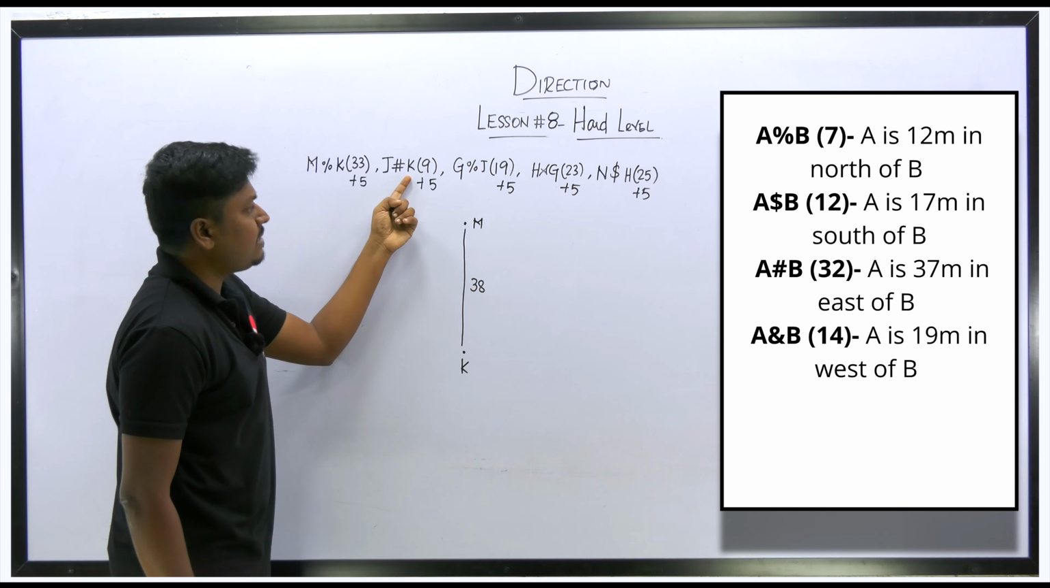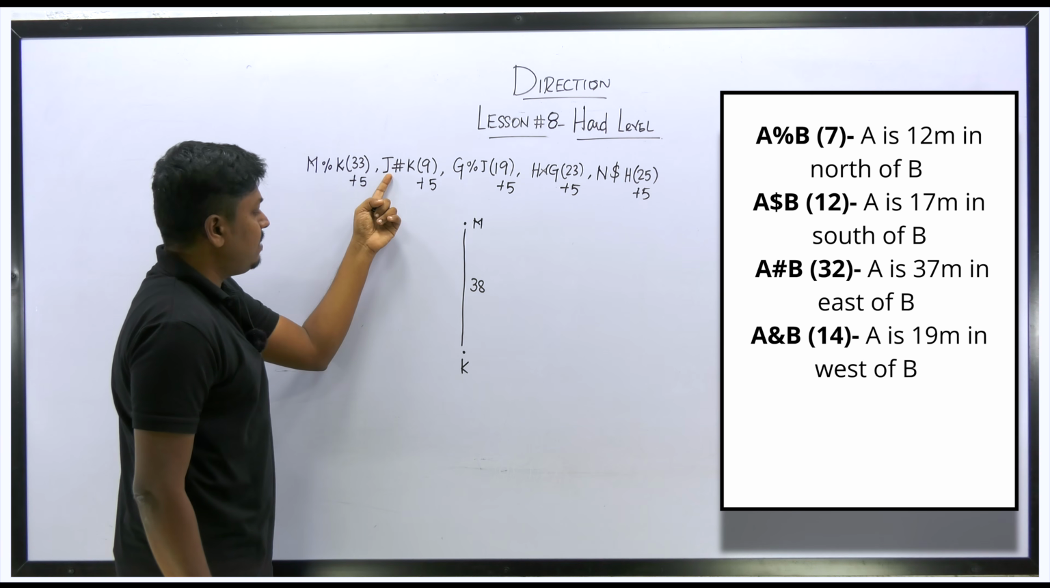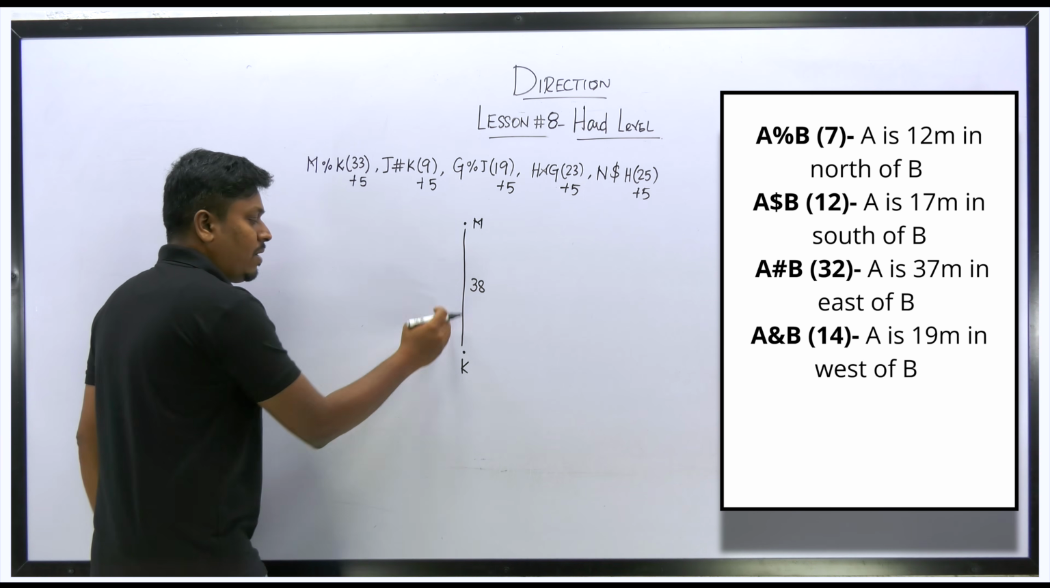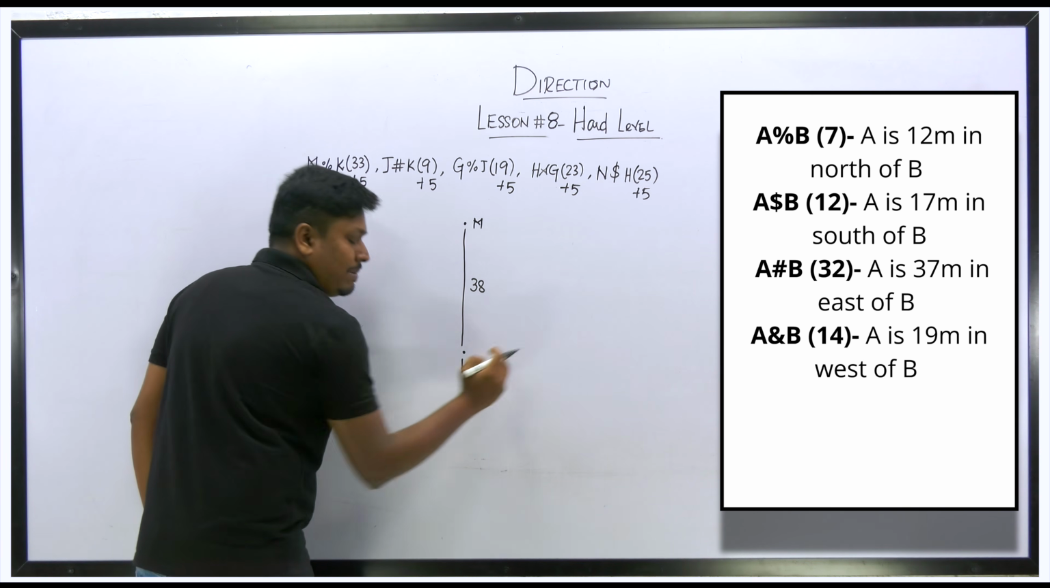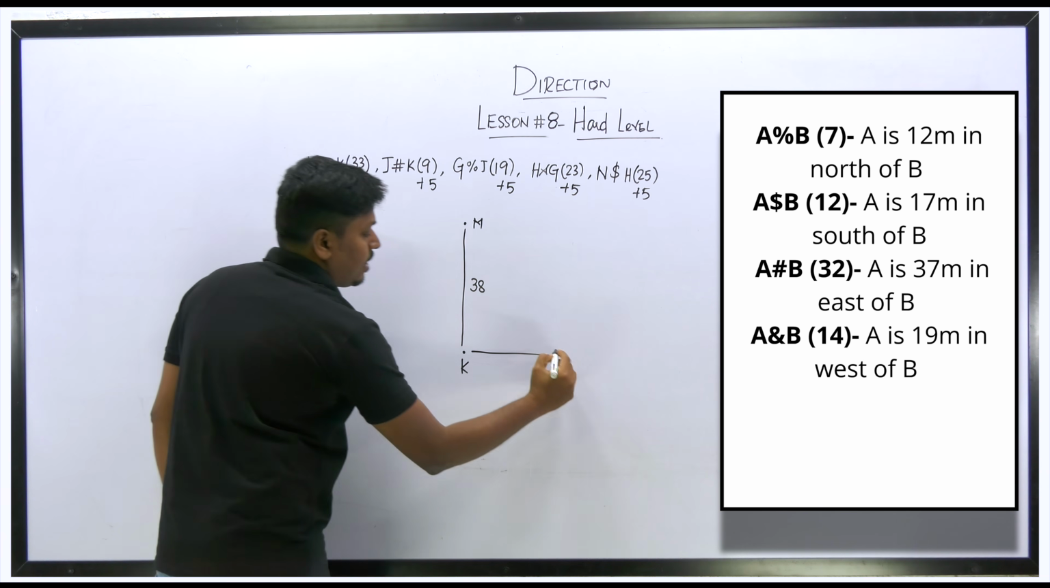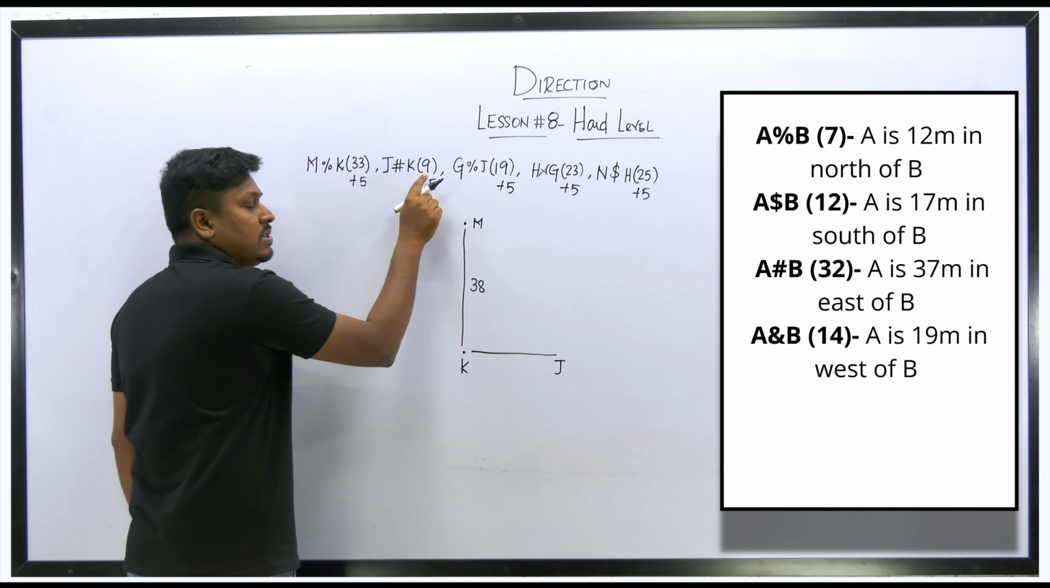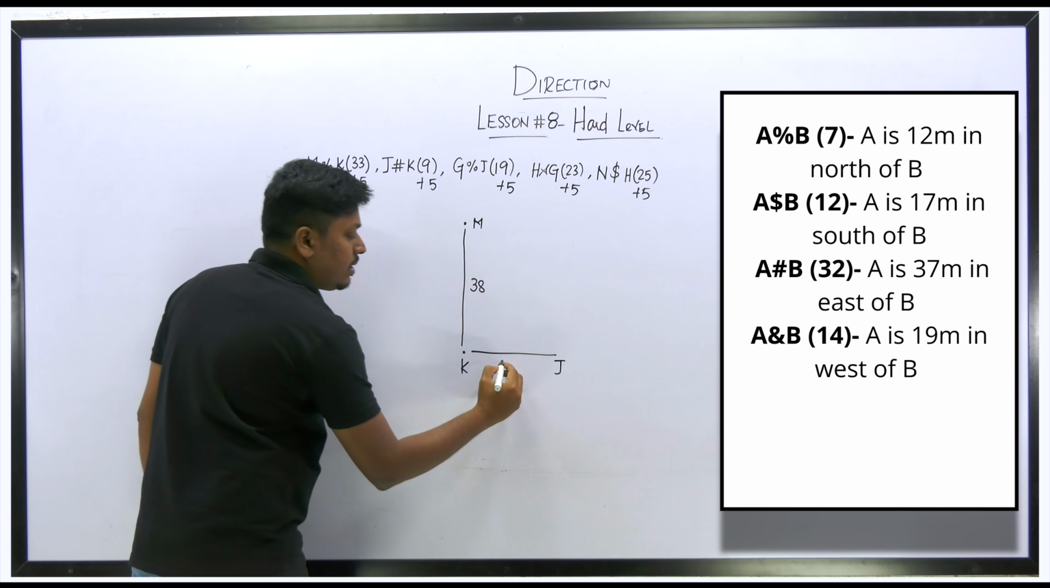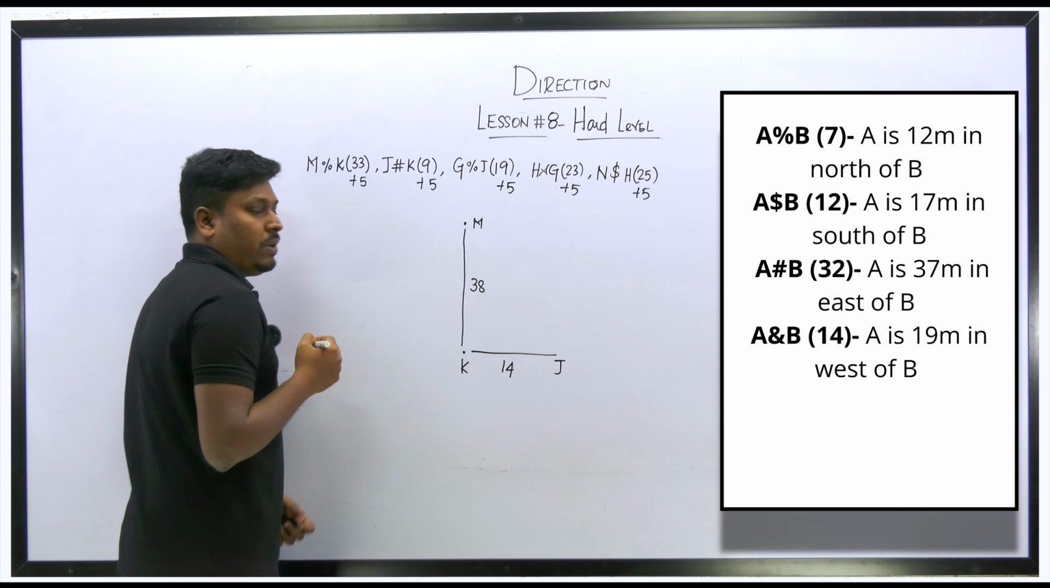So it means east. So K east will be J. We know that north, south, west and east, so this will be the east direction. K east will be J. At what distance? Not 9, right? We need to add 5, which means 14. So this will be the distance of 14.